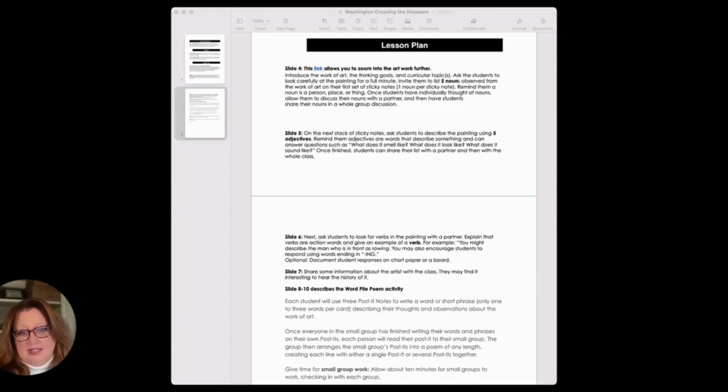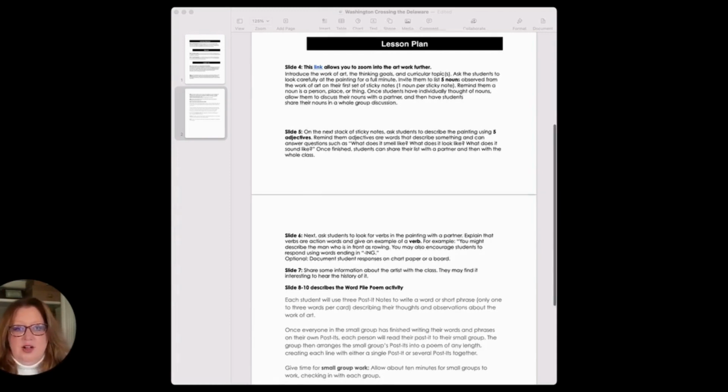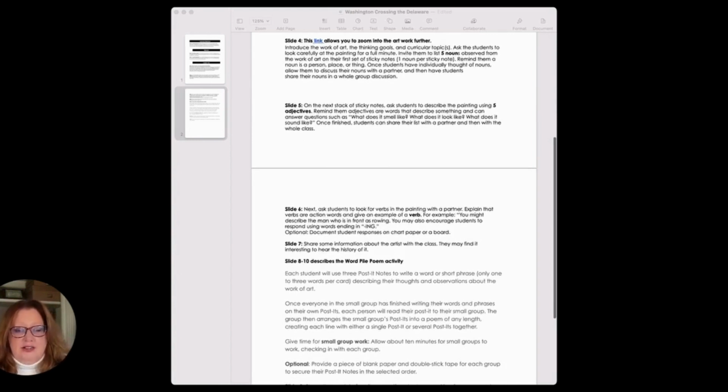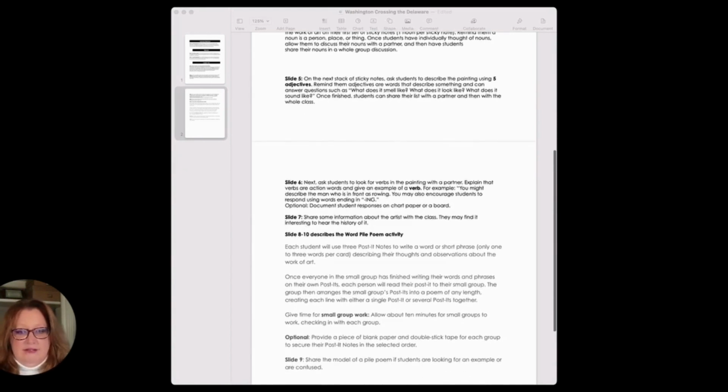Identifying 5 nouns is fine, right? We're going to identify those 5 nouns using sticky notes to record them as a person, place, or thing, and identify that in the artwork. That's great, and then there will be some group discussion. Then on the next stack, you're going to do the same thing. You're going to have 5 adjectives, and then finally we're looking for that verb, right?